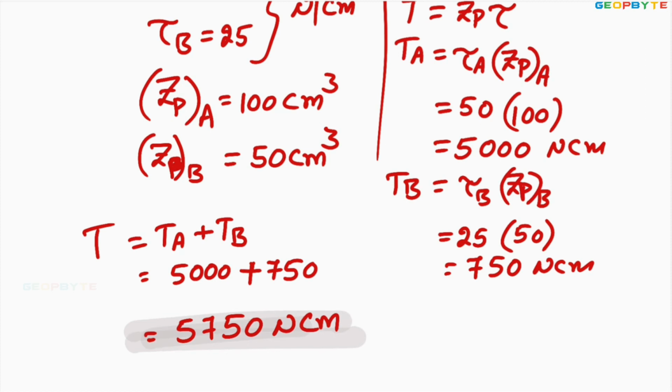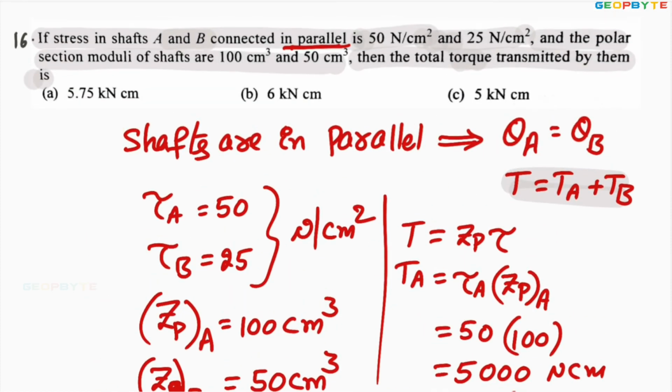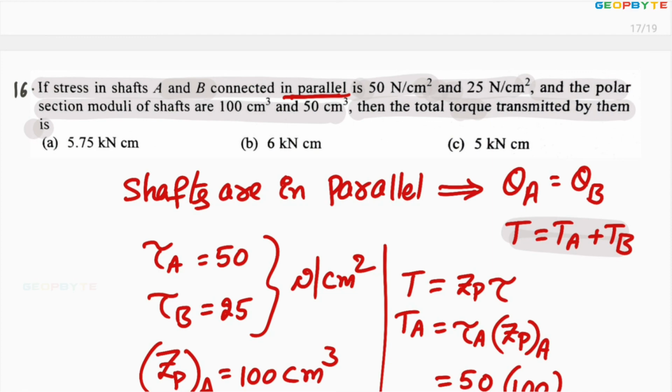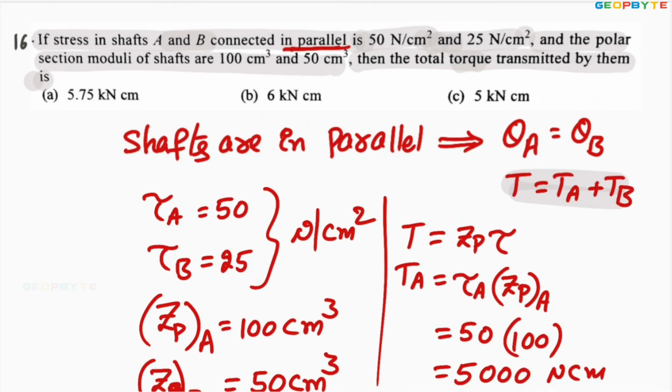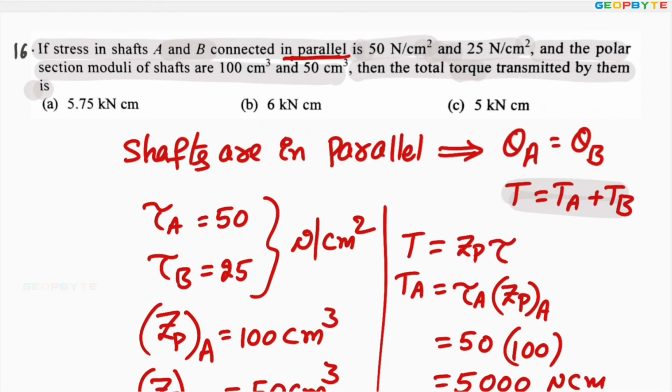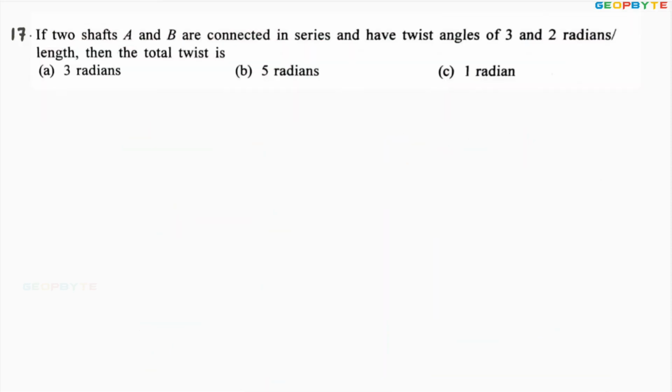I hope you clearly understood. Now let us move to the answers. 5750 Newton centimeter can also be written as 5.75 kilonewton centimeter. This is the answer, absolutely correct. I hope you understood. Let us go for the last problem. Look at the last problem.